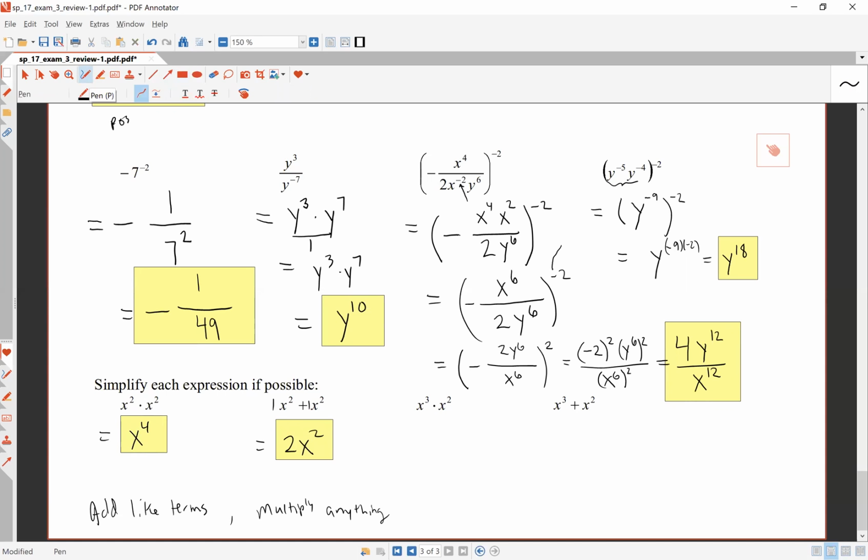X cubed times x squared. We add those exponents. 3 plus 2 is 5. But x cubed plus x squared, these are not like terms. So you can't add them. So either write that or you just say that is the answer. That is already simplified.